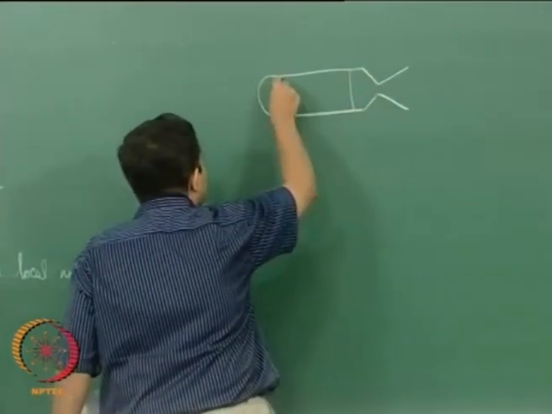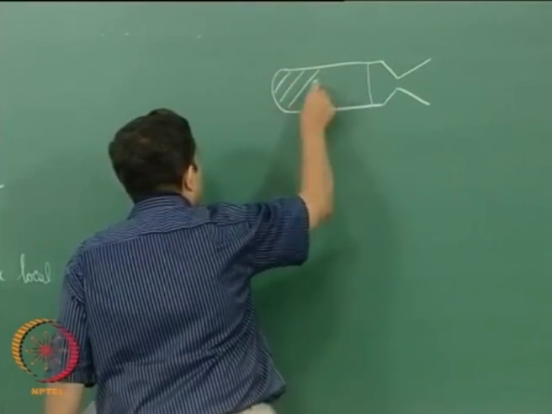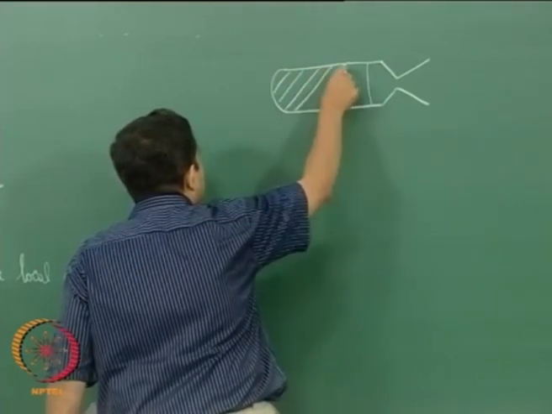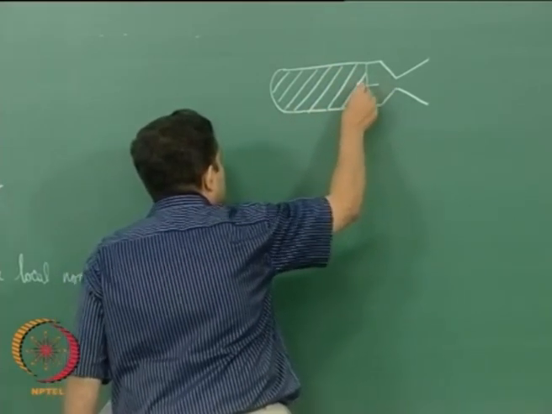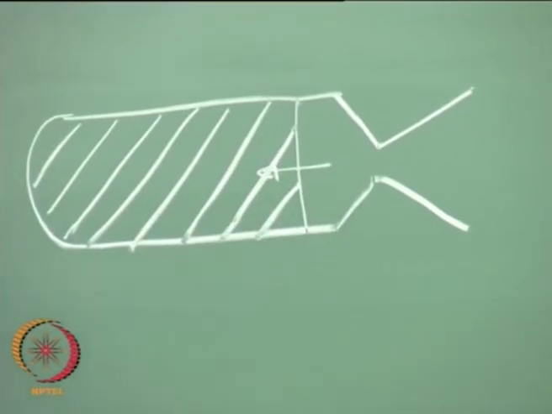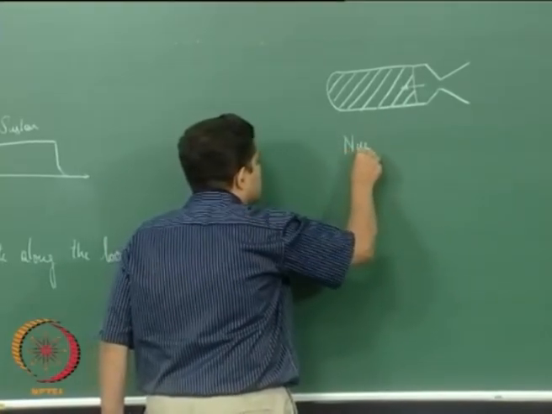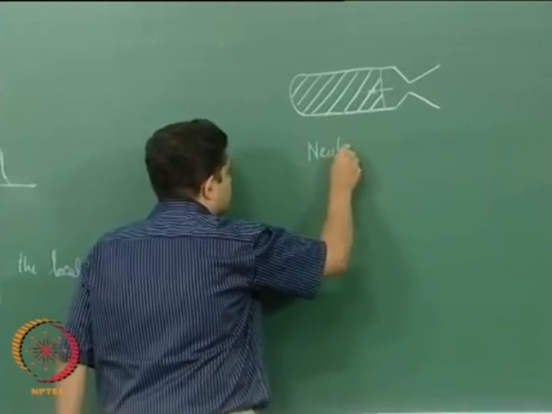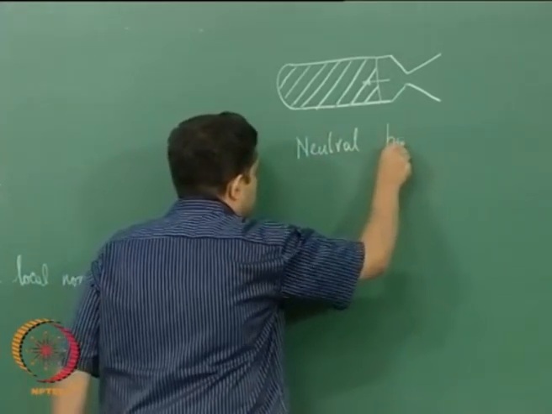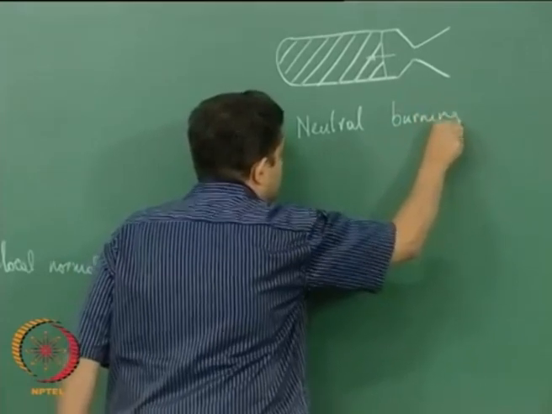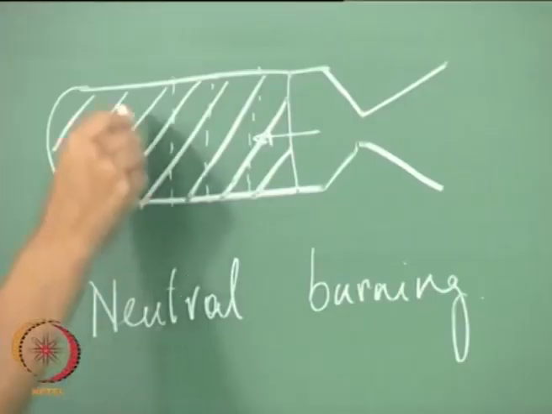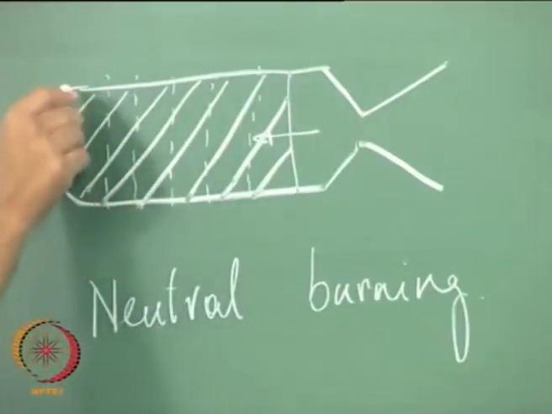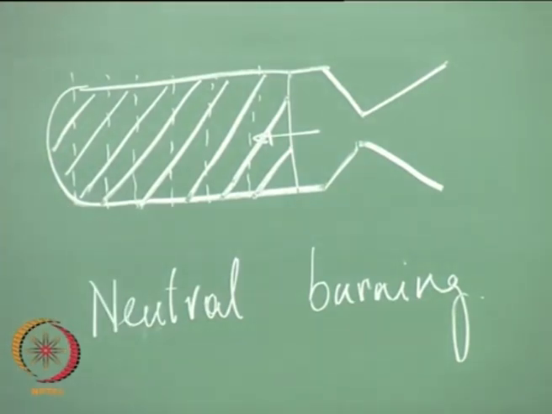that is, if you have a cigarette burning configuration, then as time progresses, the burning surface will move in this fashion, right?